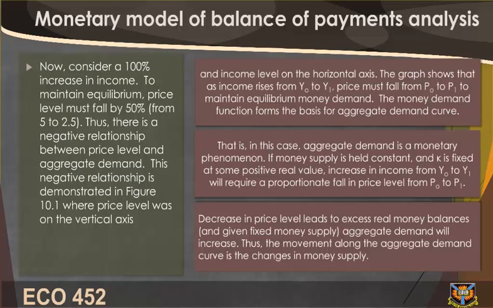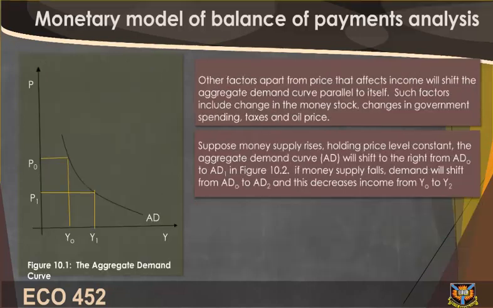An increase in income from Y0 to Y1 will require a proportionate fall in price level from P0 to P1. A decrease in price level leads to excess real money balances, and given a fixed money supply, aggregate demand will increase. Thus, the movement along the aggregate demand curve is caused by changes in price. Other factors apart from price that affect income will shift the aggregate demand curve parallel to itself. Such factors include change in the money stock, changes in government spending, taxes, and oil price.